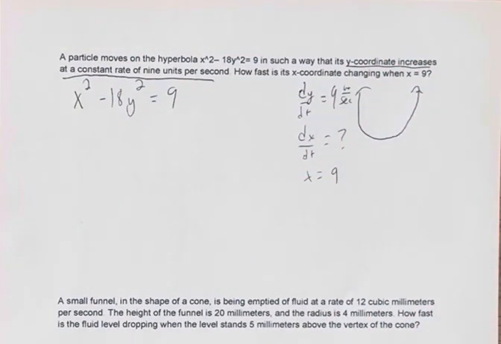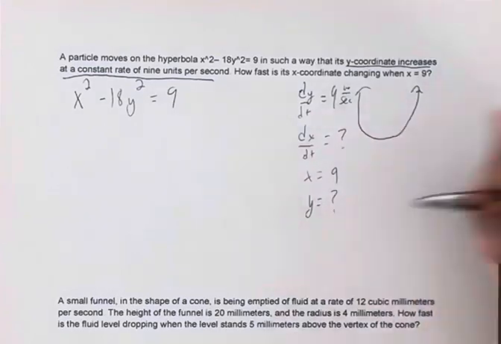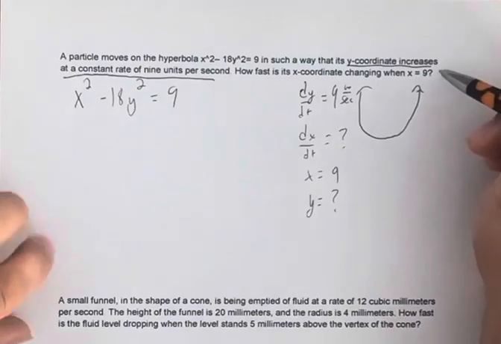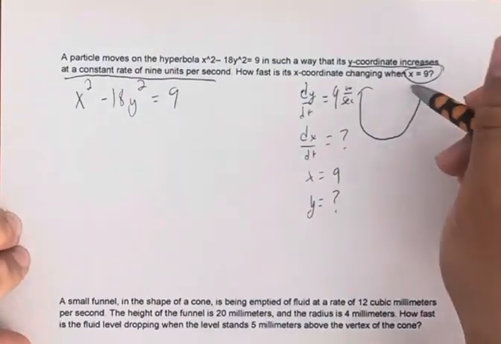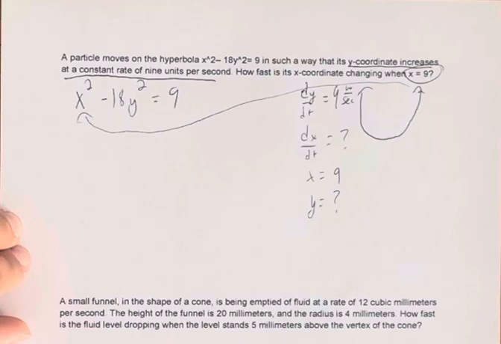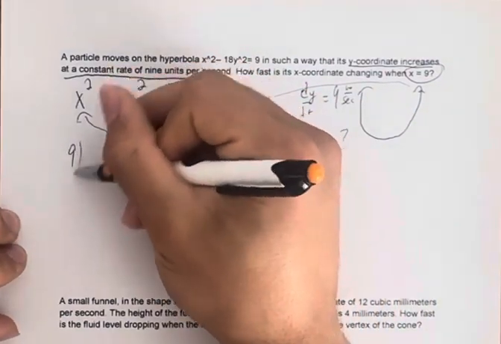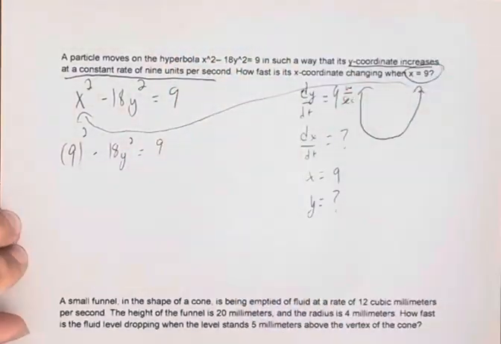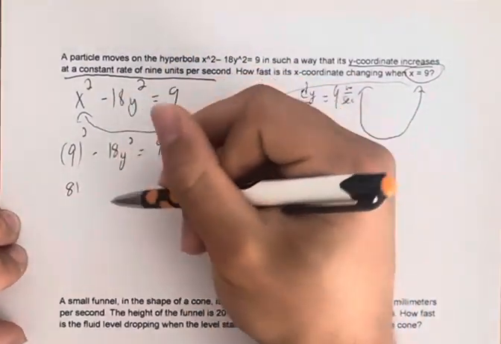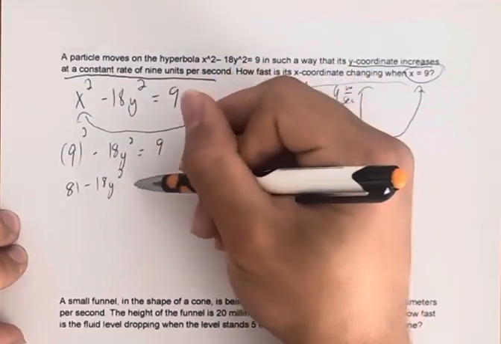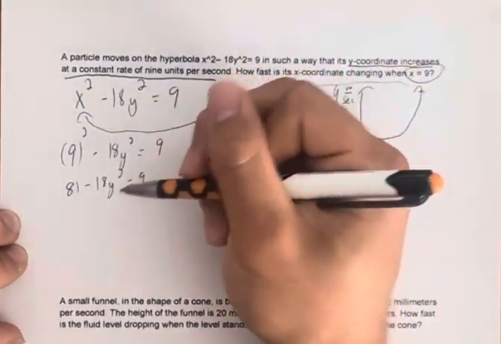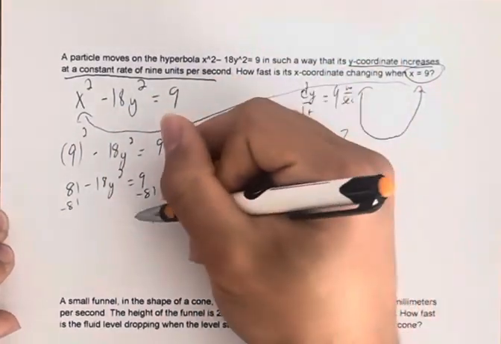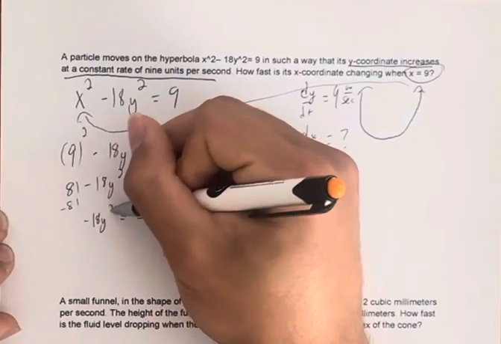So we can't quite solve it yet because we don't know y yet. And in order to solve this problem, we need to know y. So what we need to do is take this value and just sub it in for x. So what that would look like is 9 squared minus 18y squared equals 9. So this would get you 81 minus 18y squared equals 9. You subtract 81 from each side, which I'm pretty sure gets you negative 72 equals negative 18y squared.